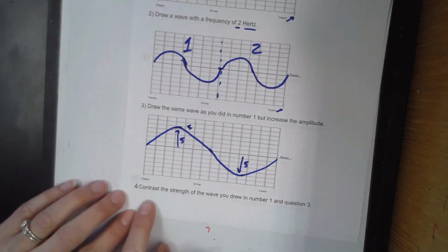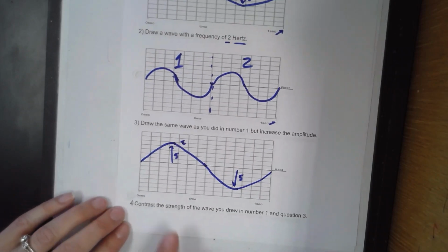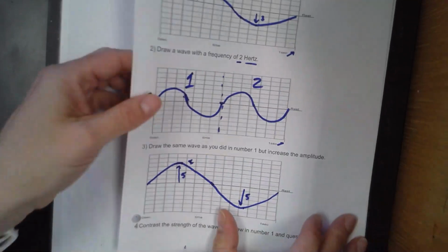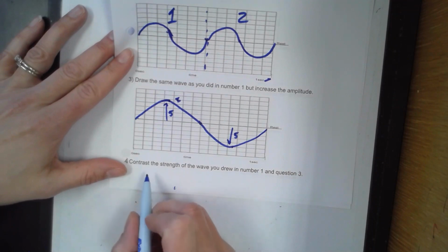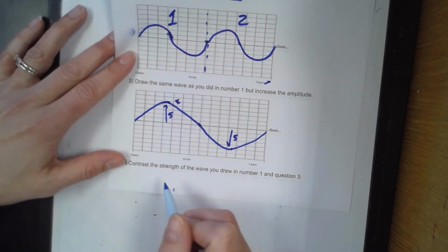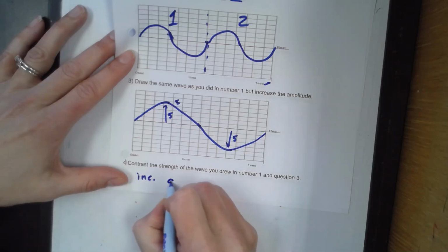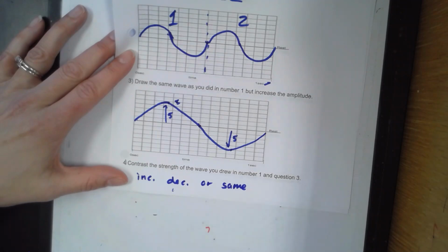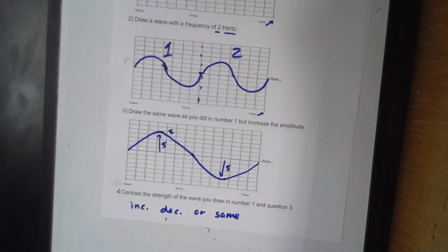Okay, and then the last one says contrast the strength of the wave you drew by increasing the amplitude. I'm going to have you think this one out yourself or look it up. Think back to our notes or what I told you about snapping a towel. That was our example that we used. The strength could either increase, decrease, or stay the same. So you have to think, by increasing the amplitude, do we increase the strength, decrease the strength, or does it remain the same? That's what you have to do for this.